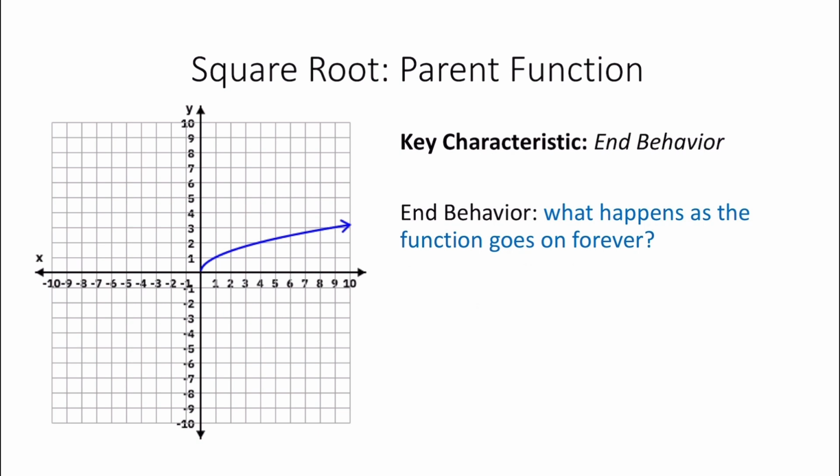So what happens as the function goes on forever in this case? Well, we can see here this function starts at (0, 0), and then it heads forever in the positive infinity direction. So we would say as x approaches positive infinity, well, what is now happening to f(x)? Well, f(x) we can see is increasing. So we would say as x approaches positive infinity, f(x) approaches infinity.